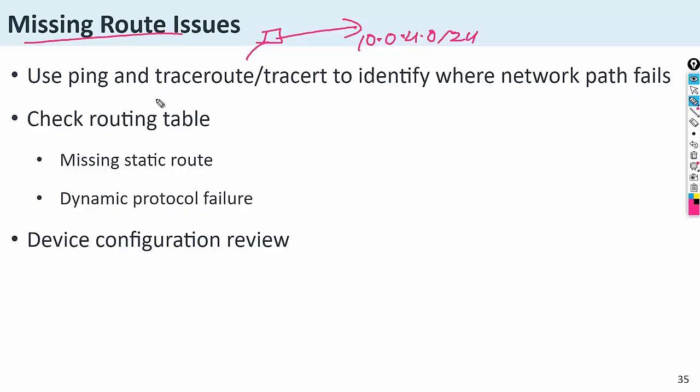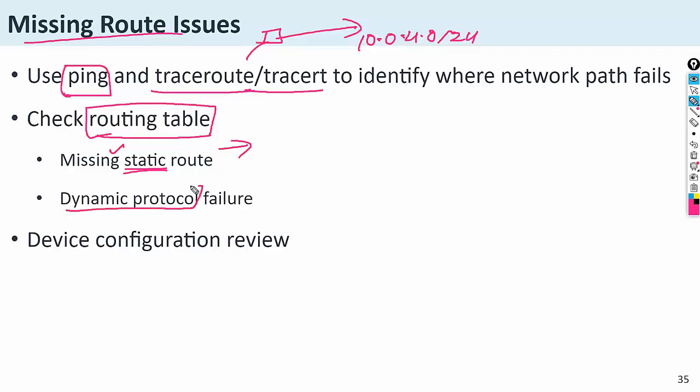So how can you identify the missing route? By using the ping command. Either use the traceroute command to identify where the network has failed. Another is checking the routing table. If the routing table exists, check whether it has the static entry, then you will find the missing entry. If any entry is missing, you can replace it or make a new entry for the specific route.